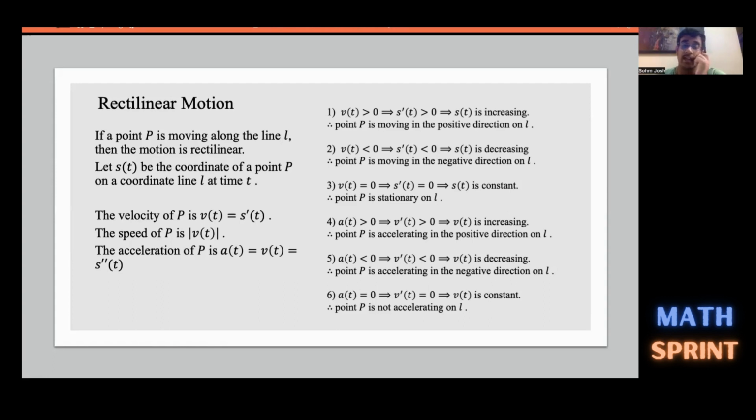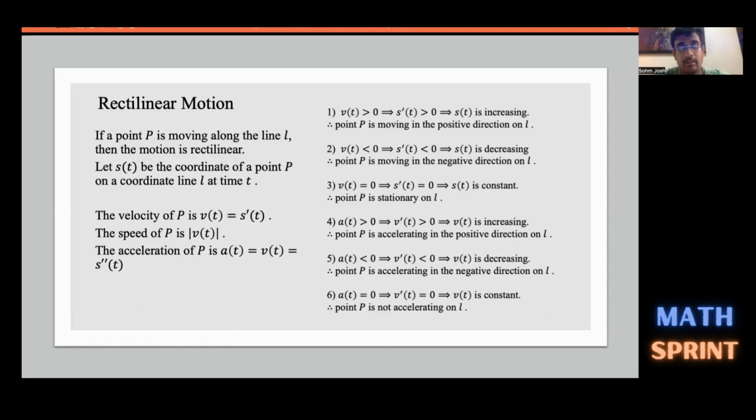Then suppose there's a scenario where you have a of t is greater than 0. Since the acceleration is the derivative function of velocity, that means that v of t is increasing. So point P is accelerating in the positive direction on L. Now suppose a of t is less than 0. Then again, v of t is decreasing, so that means point P is accelerating in the negative direction on L. And if you know physics, you can probably understand that a negative acceleration is essentially just deceleration.